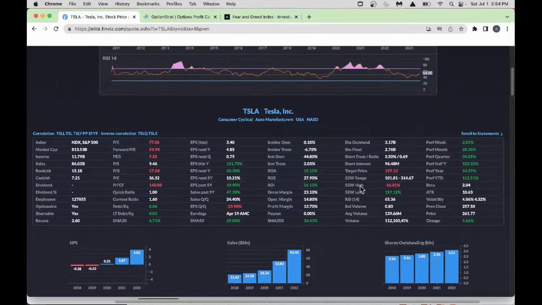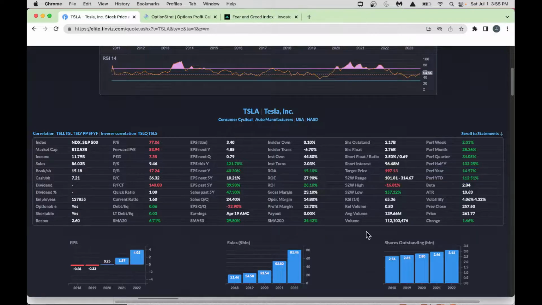And looking at the detail here, Tesla has great year-to-date performance. It's 112%, as you can see here. That's a good performance on a year-to-date basis. And for the year, performance is not that high, just 14%. That's why it's got more room to run at this time.